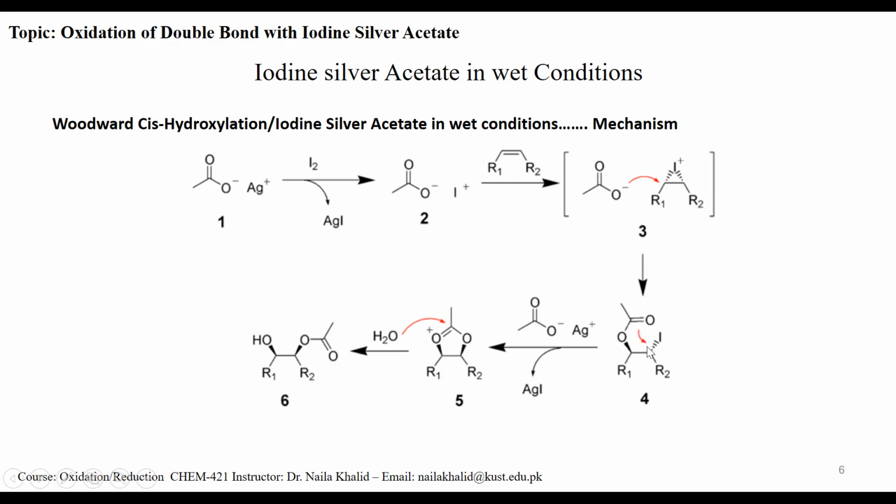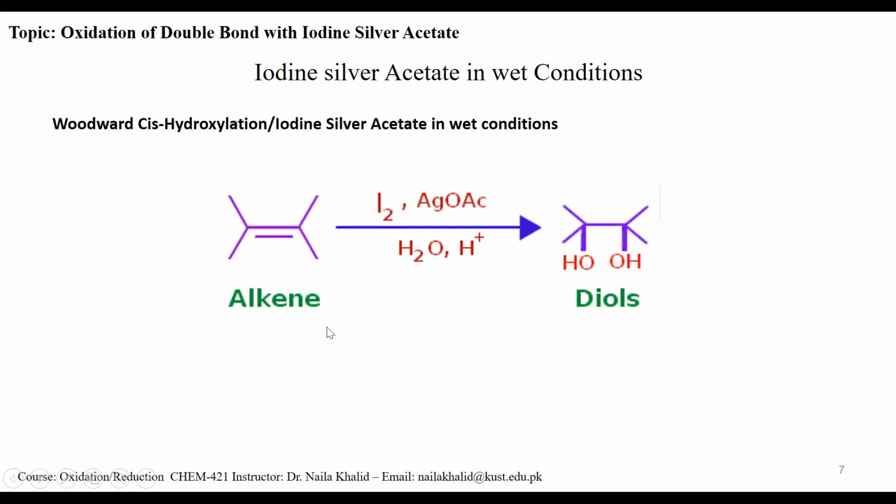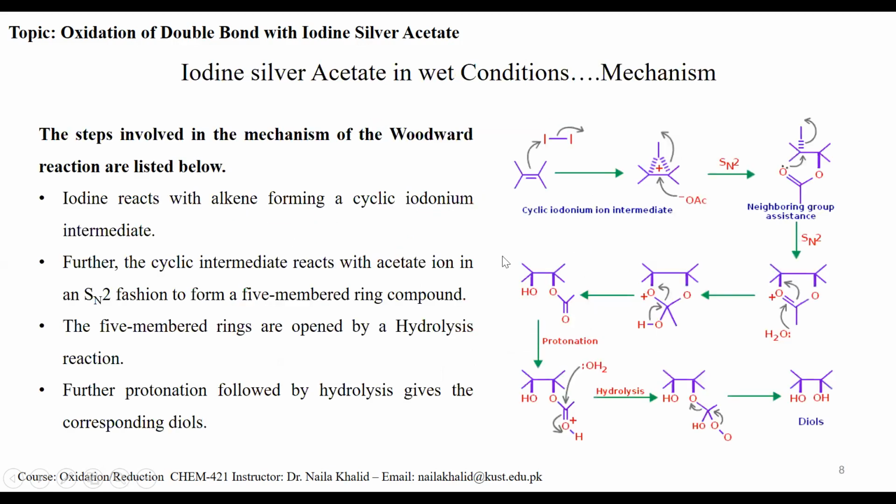And then neighboring group participation takes place. It will attack over here. This leaves the surface. Nucleophilic, intramolecular nucleophilic substitution. And then after the hydrolysis, in the presence of water, it will attack on this carbon, and this is open. So you will get this type of product, cis diol, after hydrolysis. So again, another presentation of this double bond, cis diol is formed.